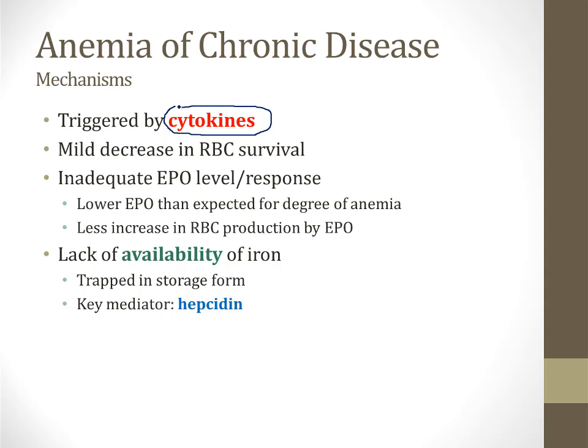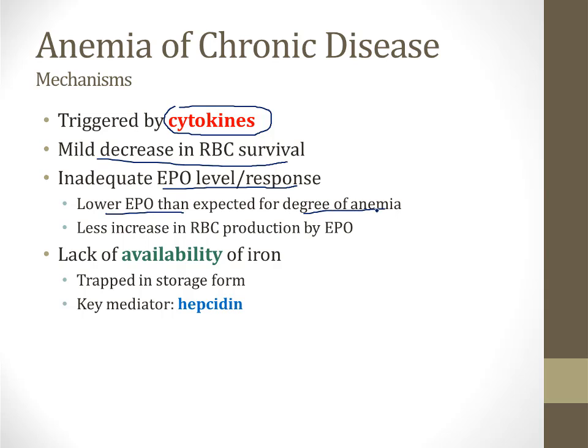Cytokine levels rise in settings of inflammation, and this leads to a series of changes that produce the anemia of chronic disease. First of all, red blood cells in patients with this condition have a mild decrease in survival. They just don't live as long as normal red blood cells. Secondly, there is an inadequate EPO level and response to EPO seen among patients with anemia of chronic disease. They have lower EPO levels than expected for the degree of anemia.